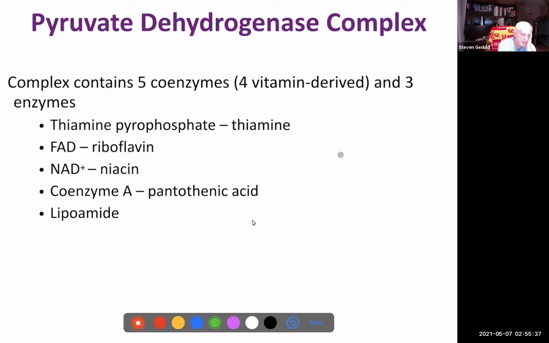So the pyruvate dehydrogenase complex, again, contains 5 coenzymes, 4 that are vitamins, and 3 enzymes that make up this one group. You get thiamine pyrophosphate, which is thiamine. You get FAD, which is riboflavin, the vitamin. NAD+, which is niacin. I think it's vitamin B9. Coenzyme A, pantothenic acid, and lipoamide.